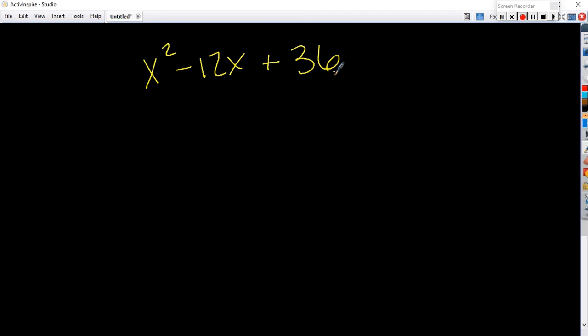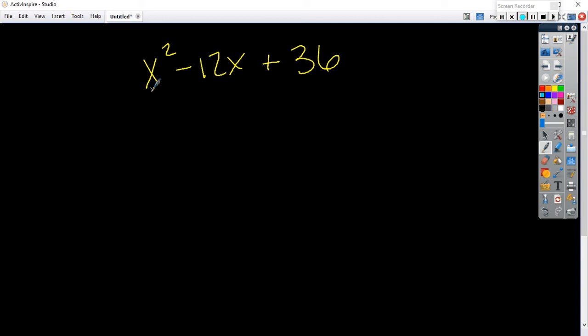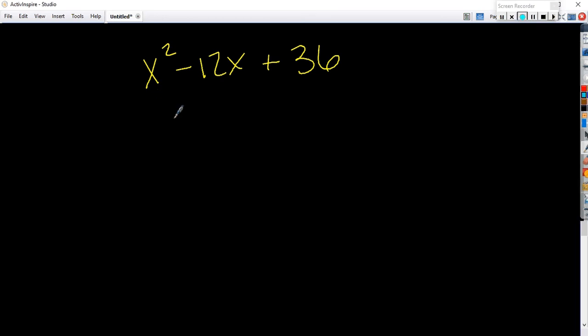Second sign's a plus. Yes. The ends are perfect squares. Yes. The middle is double the product of the square roots of the ends. All right, so let's think about that for a minute. What's the square root of x squared? 1x, right? What's the square root of 36? 6. If you multiply those two things together, you get 6x, and you double them.